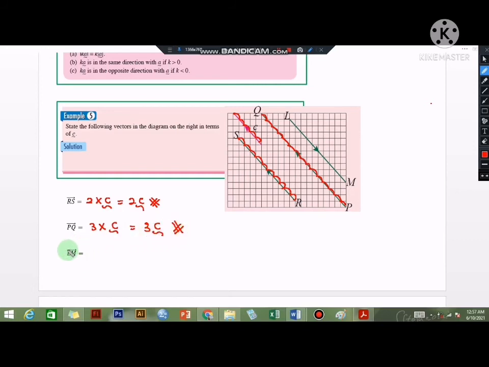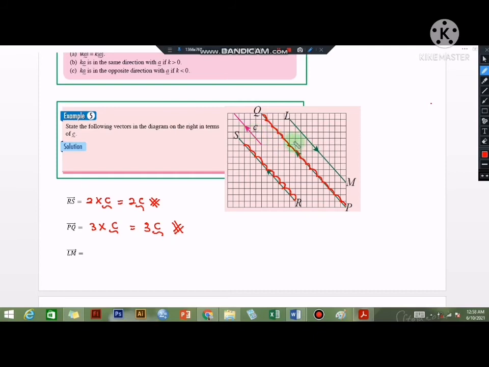Okay, let's look at vector LM. If you can see here, LM, the same direction. Now let's look at the direction of LM and also the direction of vector C. I erased it for you so that you can see clearly. Look at this one. Vector LM and vector C are in the opposite direction.